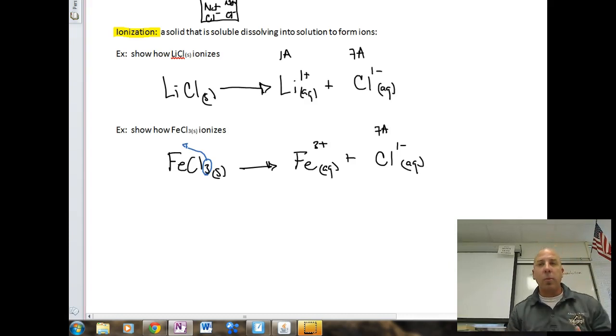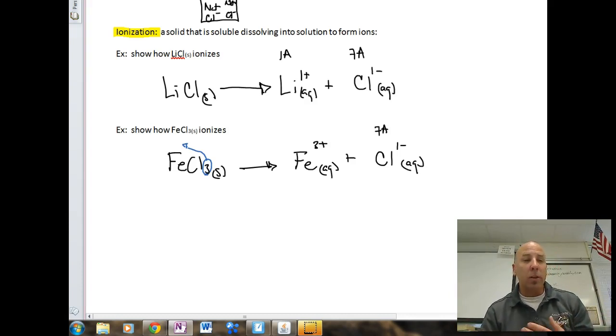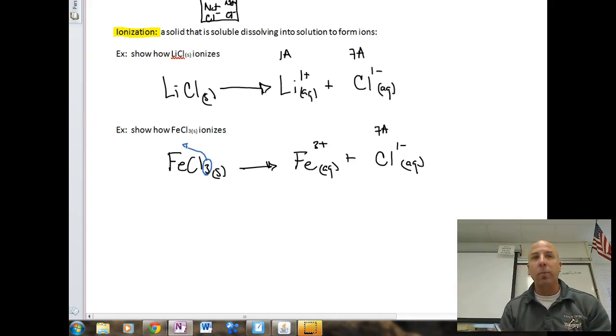So once again, just to summarize, we have electrolytes, which are ionic compounds that dissolve in water. We have non-electrolytes, which are things that don't conduct electricity, usually molecular compounds. And we can write ionization equations, so we just need to look up the charges of each one of the ions once we break them up. And that's the end of the video today on electrolytes and ionization.